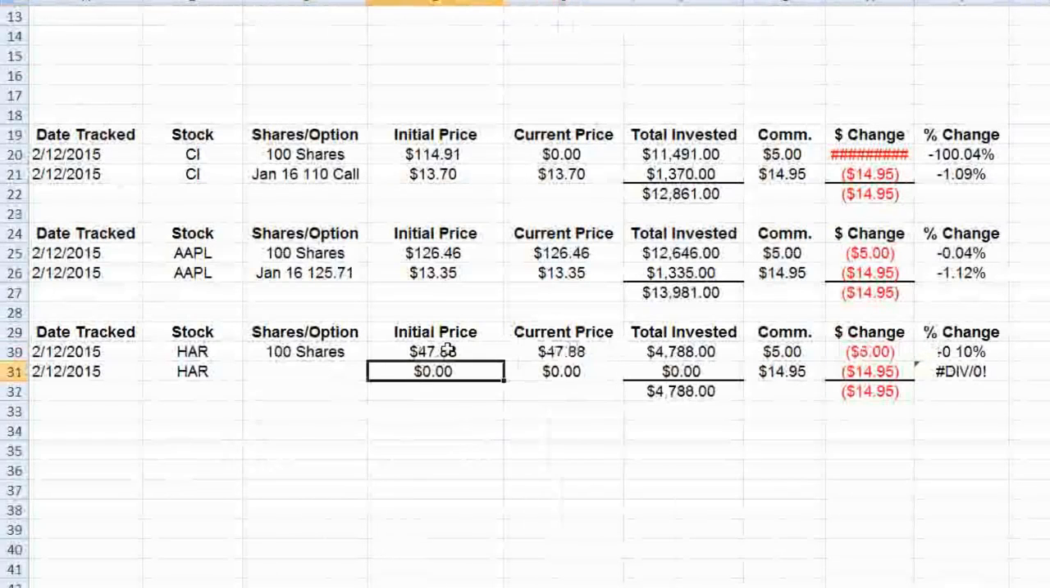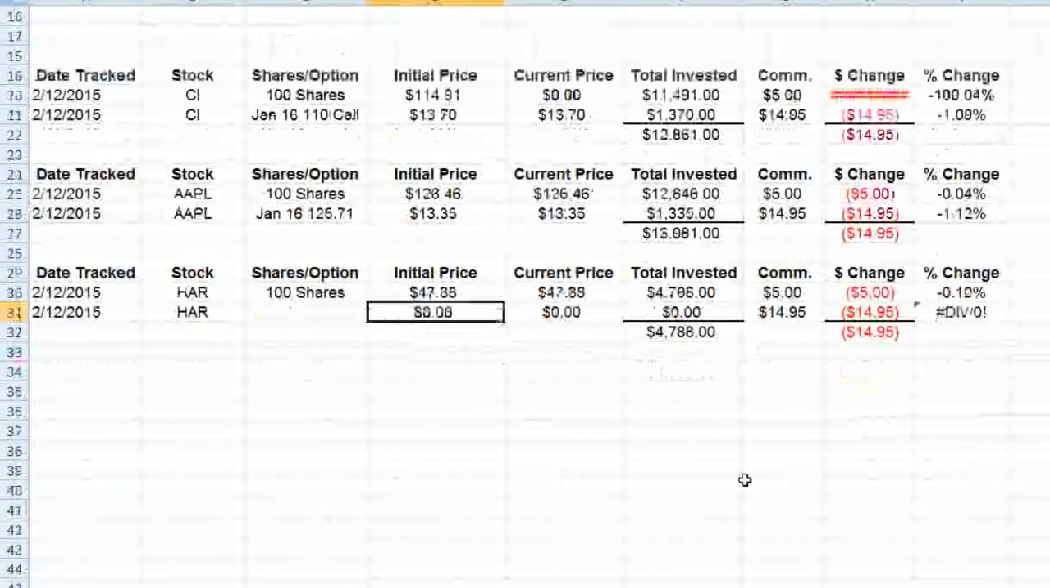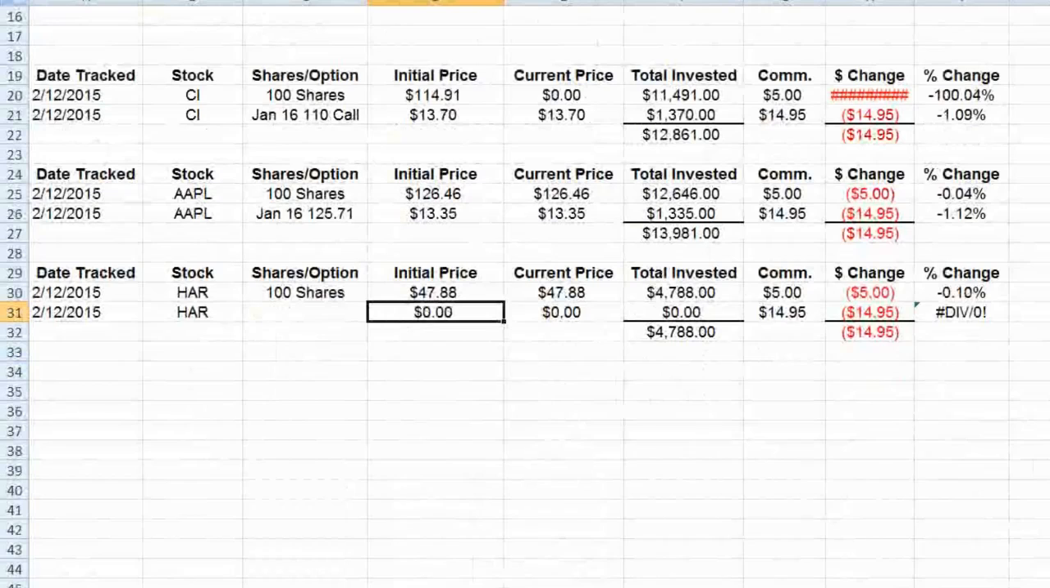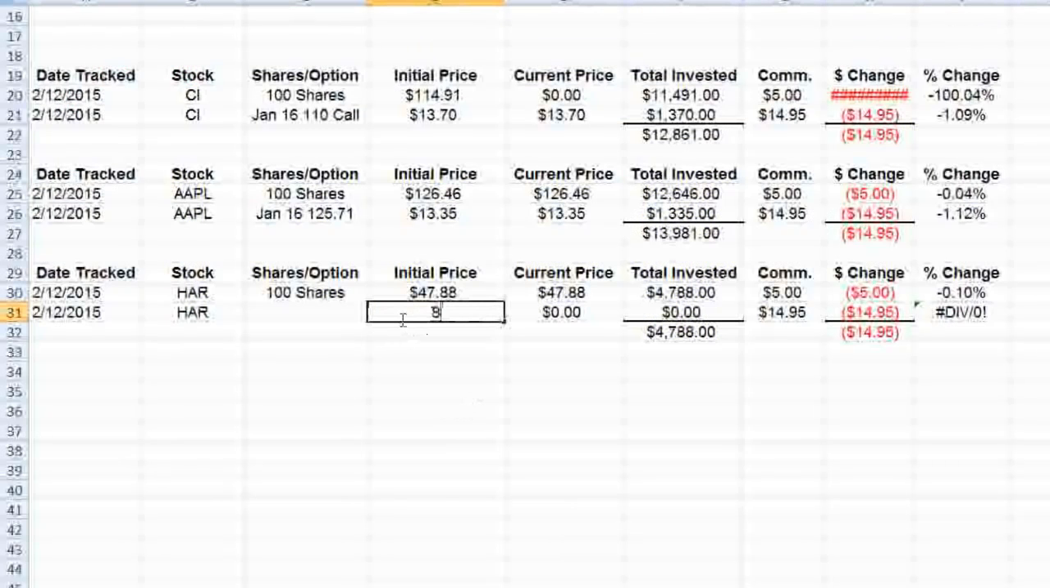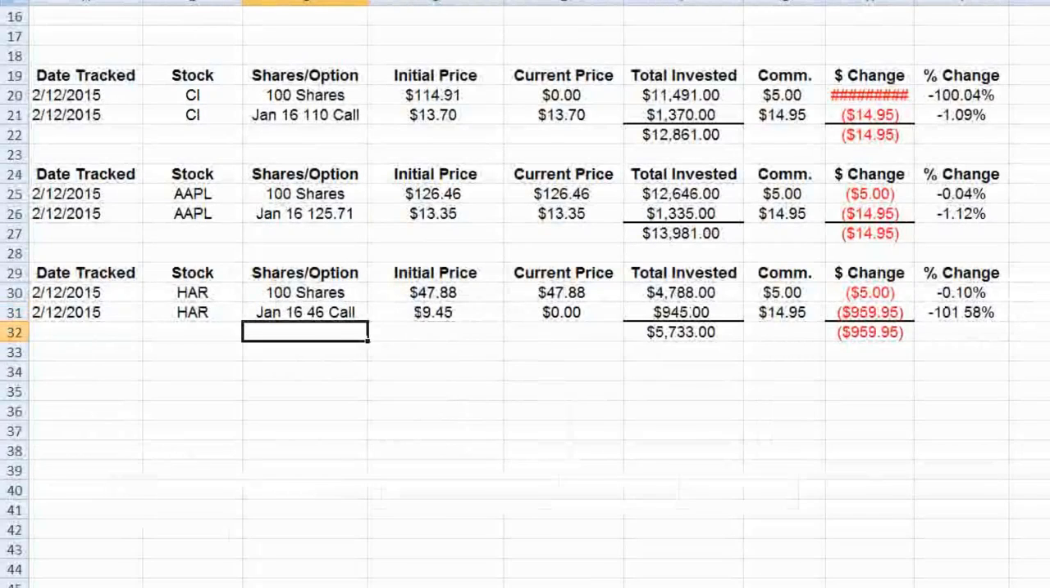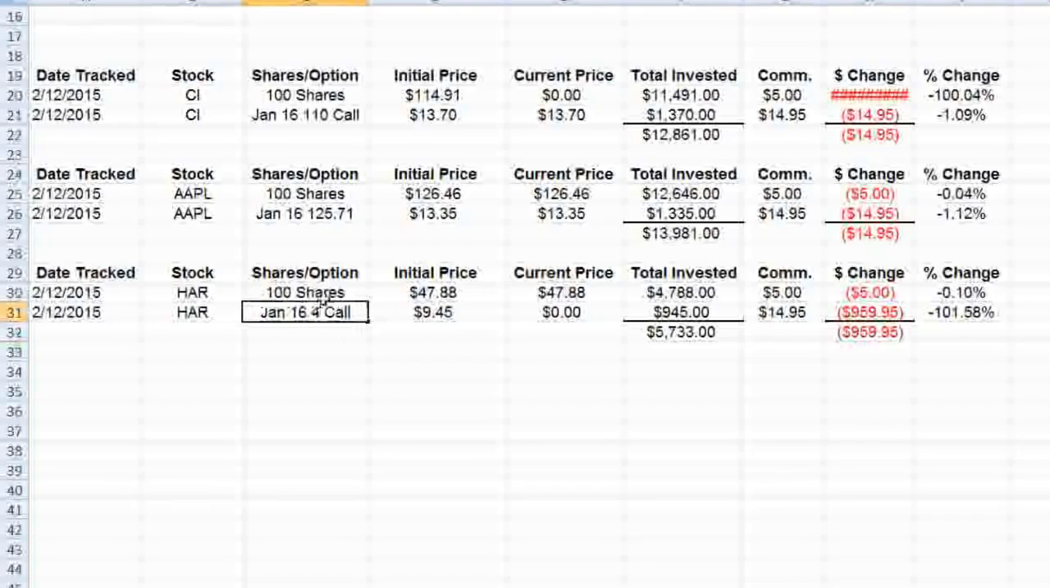So we'll simulate buying 100 shares there. The reason I'm doing this is I want to show you the comparison, 100 shares of stock versus one option contract. That's why I have 100 shares of stock there, to show you the difference between buying 100 shares of stock versus one option contract. So we're picking the January 16 45 call option here for 945. Right, so 945. 45 call.